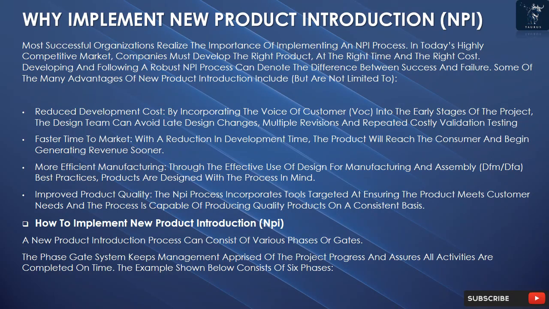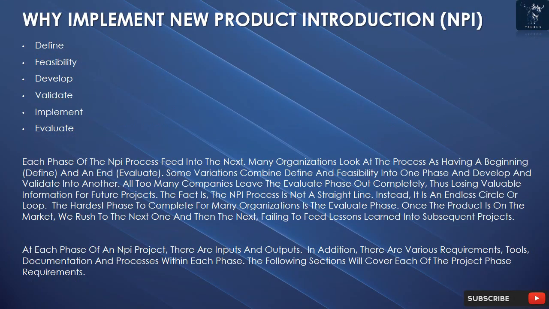How to implement New Product Introduction, NPI? A new product introduction process can consist of various phases or gates. The phase gate system keeps management apprised of the project progress and assures all activities are completed on time. The example shown below consists of 6 phases. Define, feasibility, develop, validate, implement, evaluate. Each phase of the NPI process feeds into the next.